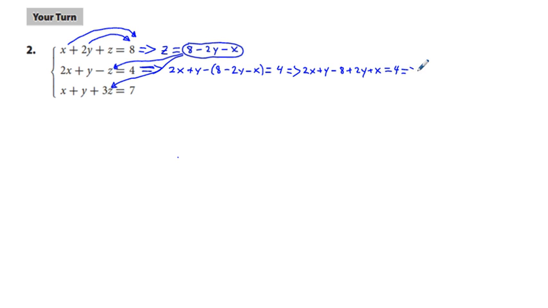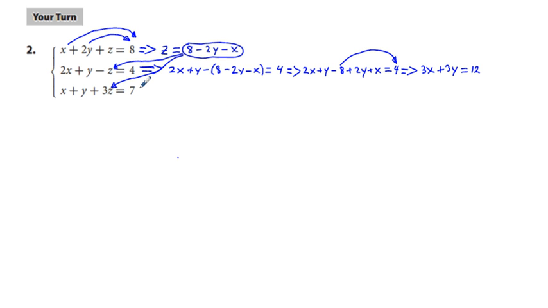Continuing to work to the right, we're going to have 2x plus x, which is 3x, and then y plus 2y, which is 3y. Then we're going to take this negative 8 and move it to the other side of the equal sign by that 4, and that's like adding 8. So on the other side of the equal sign, we're going to have 4 plus 8, which equals 12. I hope you were able to follow that pretty well. So that's going to be our first equation with z eliminated.